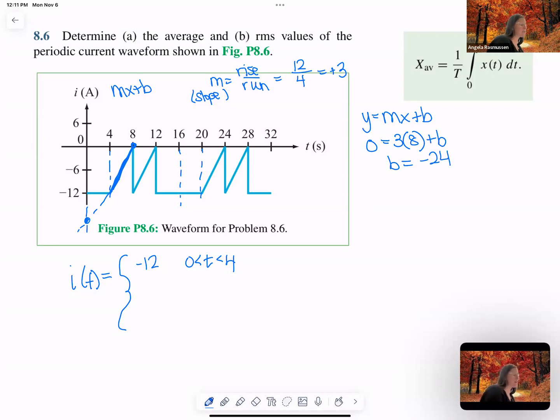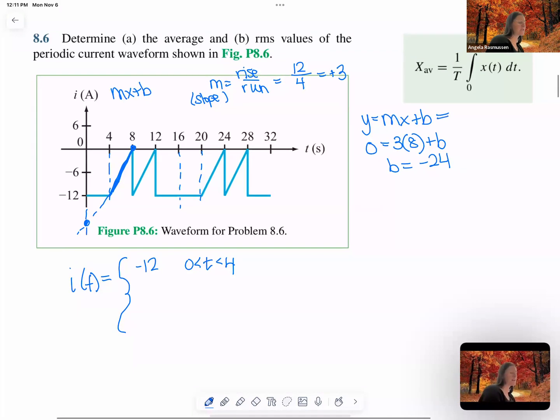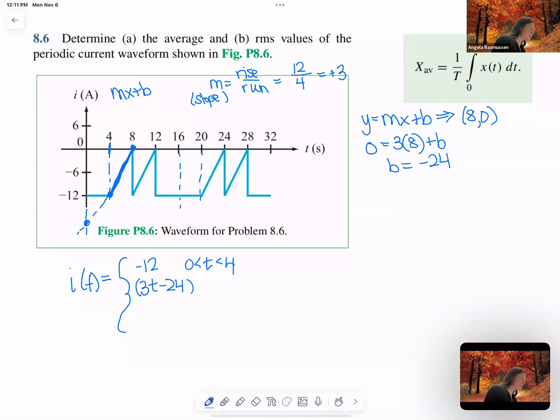So I need to plug in two values to find that intercept. I know 8, 0. I could do this also at x is 4 and y is minus 12, and it would also give me that b value. So 3t minus 24 is that equation, and this is between 4 and 8.